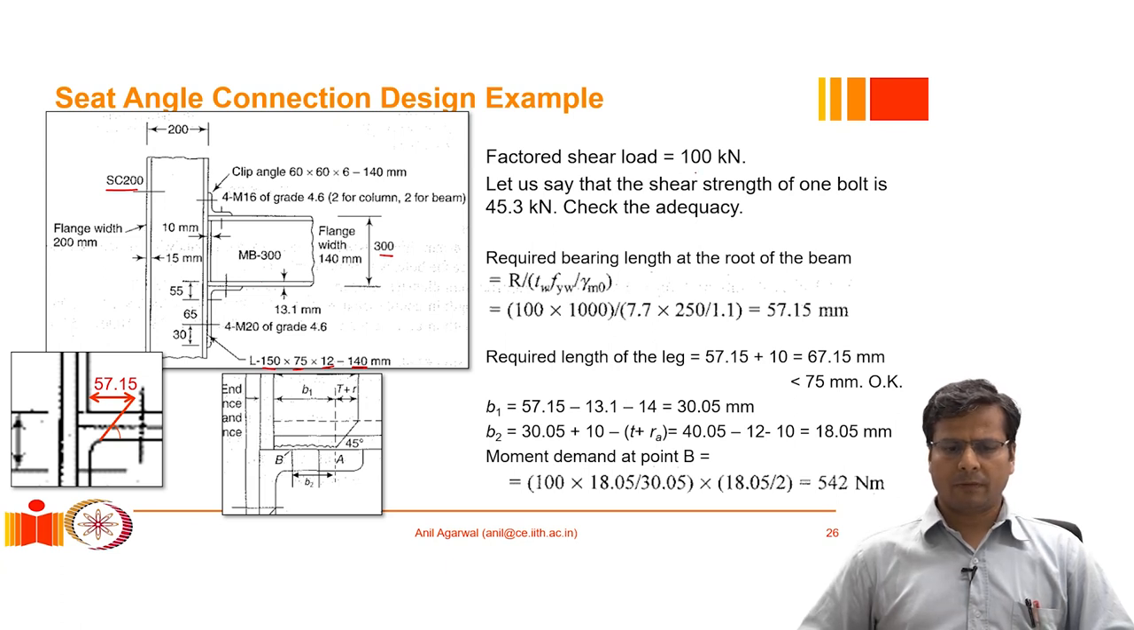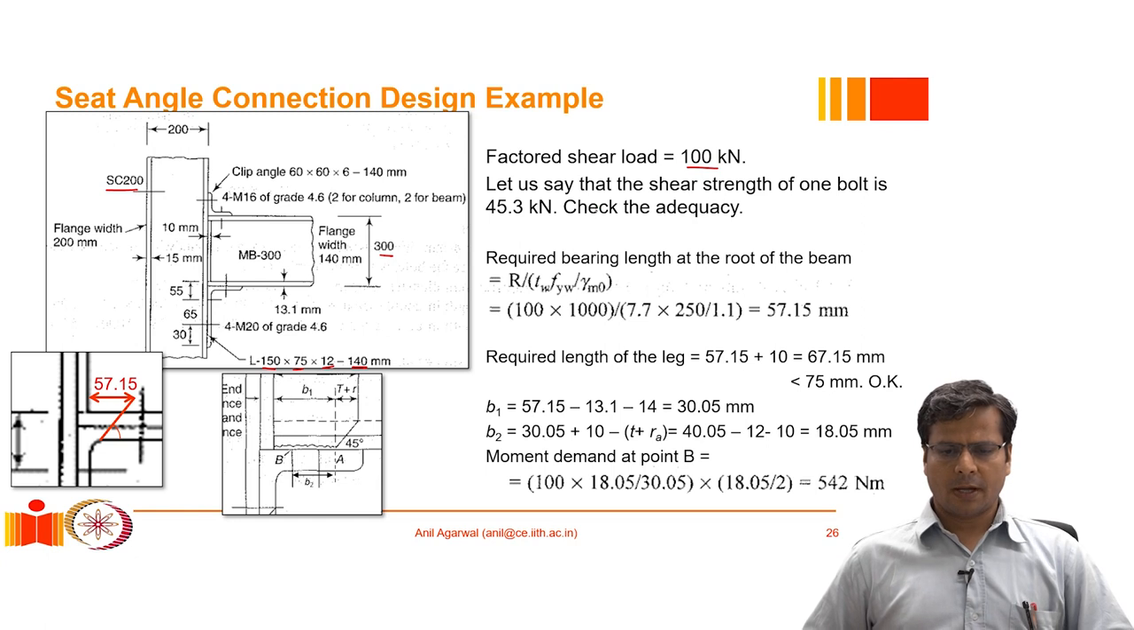The factored shear load is given as 100 kilonewton. Of course, there is no explicit moment acting here. At the end, only 100 kilonewton shear force is acting. And let's say we already know that the shear strength of each bolt is 75 kilonewton. So one bolt can resist a shear force of 45 kilonewton. And the external load is 100 kilonewton.